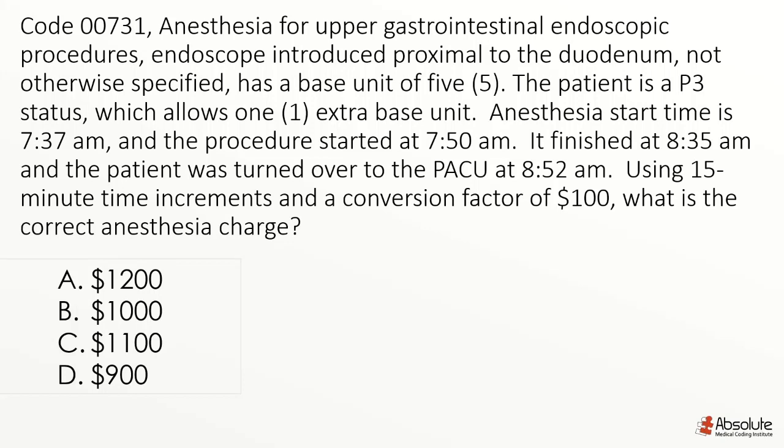Code 00731, anesthesia for upper gastrointestinal endoscopic procedures. Endoscope introduced proximal to the duodenum, not otherwise specified, has a base unit of 5. The patient is a P3 status, which allows one extra base unit.